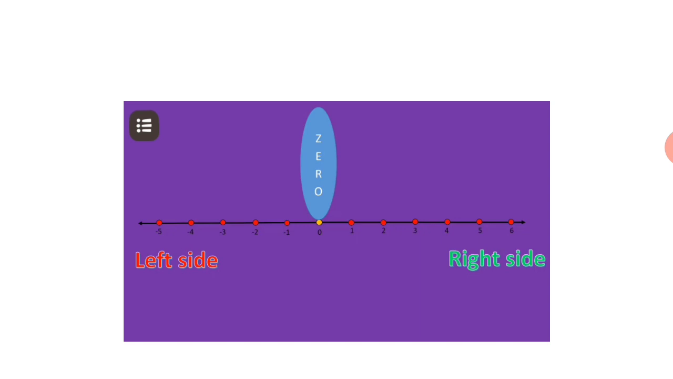Now see here, on the right side, dotted lines 1, 2, 3, 4, 5, 6. On the left side -1, -2, -3, -4, -5. The center is 0. On the right side all the numbers are positive integers. On the left side all the numbers are negative integers. The center is 0. These numbers are called integers: positive numbers, 0, and negative integers. All these numbers are called integers.